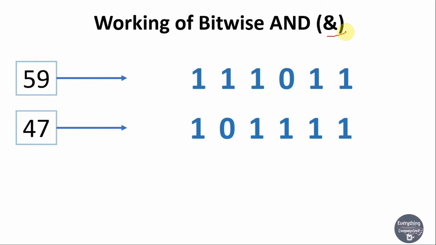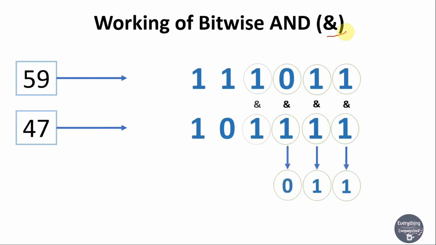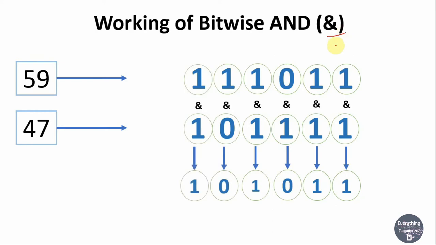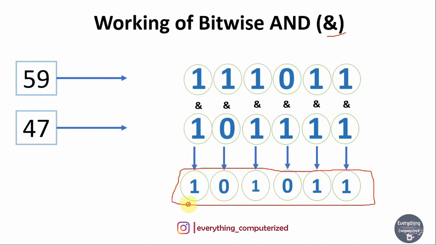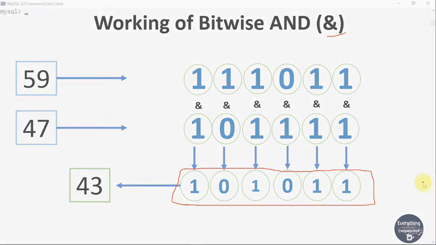So 1 and 1 becomes 1, 1 and 1 becomes 1, 0 and 1 becomes 0, 1 and 1 becomes 1, 1 and 0 becomes 0, and 1 and 1 becomes 1. So this is our final result in binary, which is again converted back into its decimal equivalent, which is 43. So 59 and 47 gives 43.